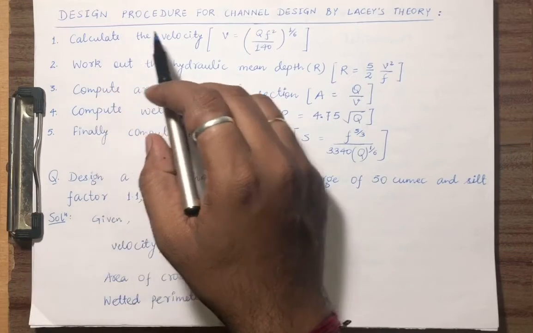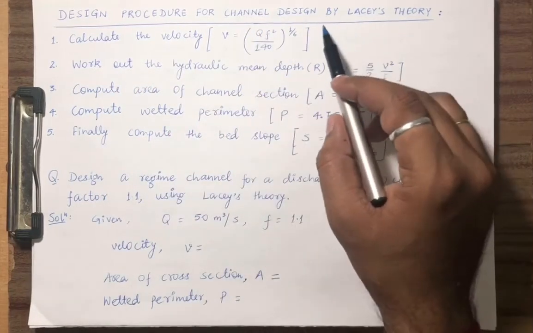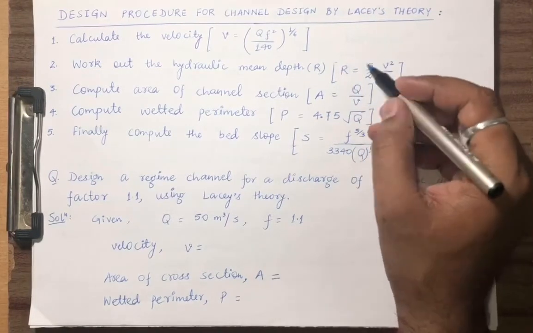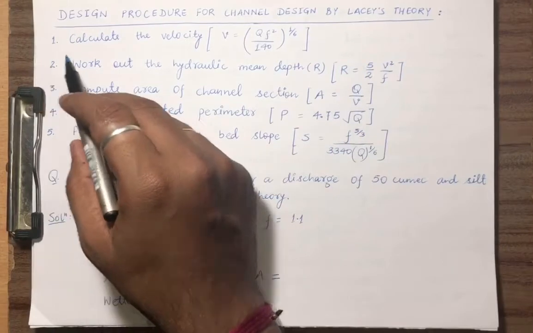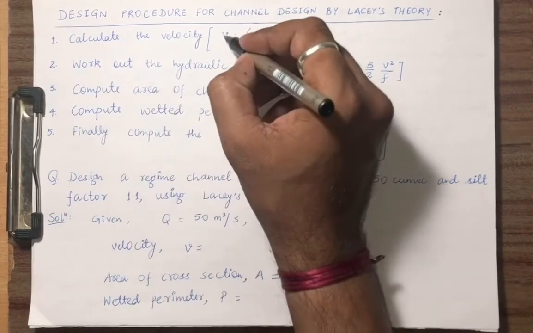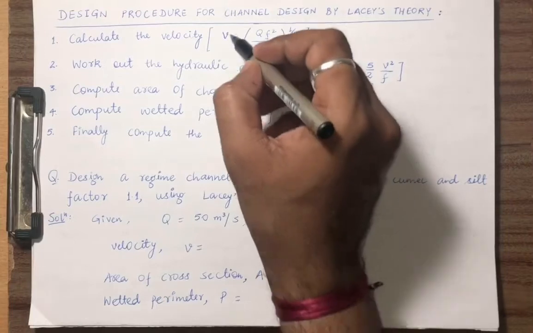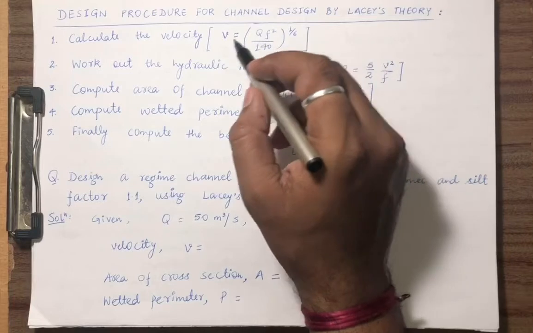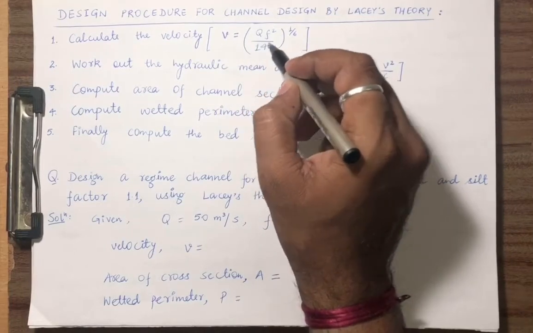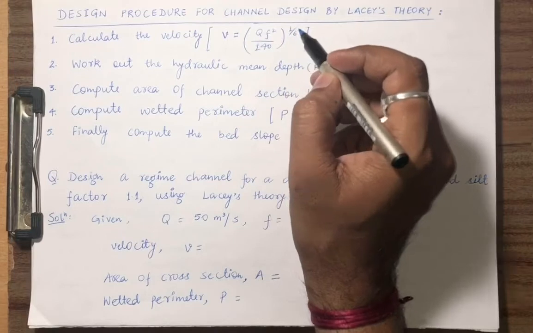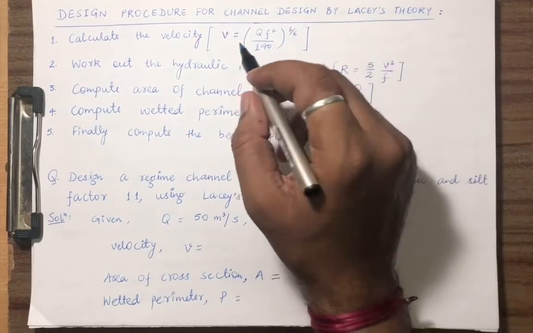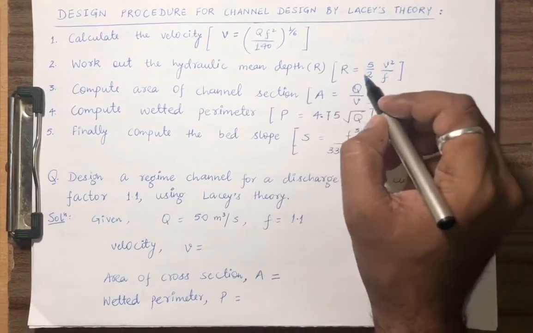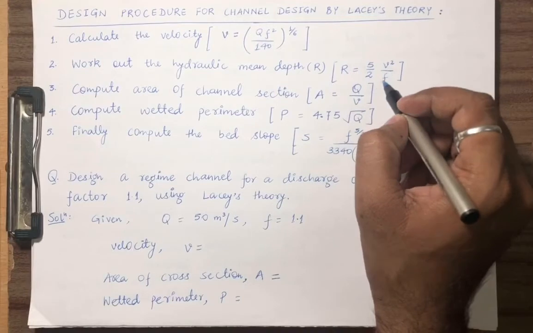So what will be the design procedure for channel design through Lacey's theory? Very straightforward steps are there. First, we have to calculate the velocity by using the formula proposed by Lacey: V is equal to (Q f squared upon 140) whole raised to power 1 by 6. After calculating V, we have to work out the hydraulic mean depth, that is R. R was 5 by 2 V squared by f.